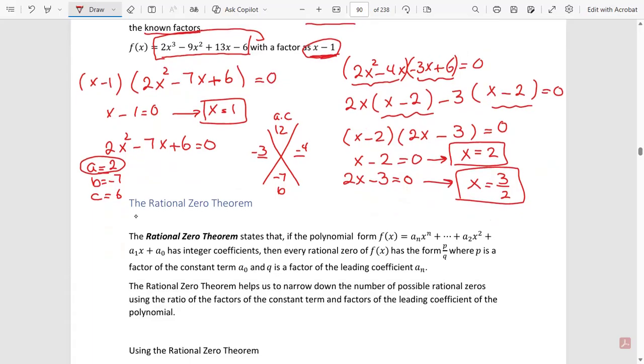That's the reason that we learn about the rational zero theorem, because the rational zero theorem gives us all possible zeros. And it narrows down the number of possible zeros. Instead of guess and check with infinitely many numbers, I only check those numbers that I get after using the rational zero theorem.